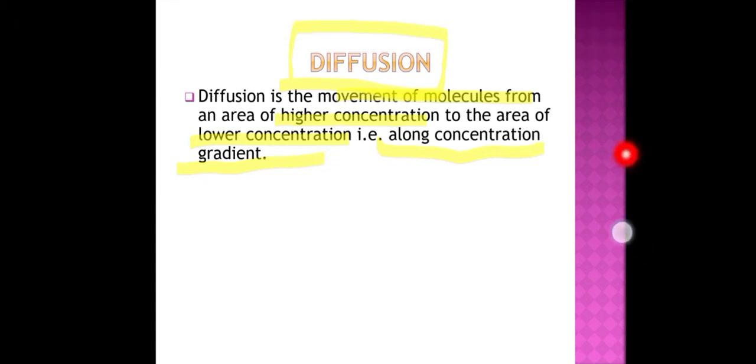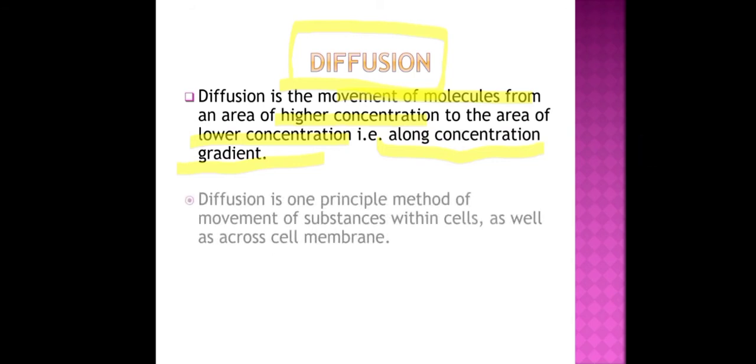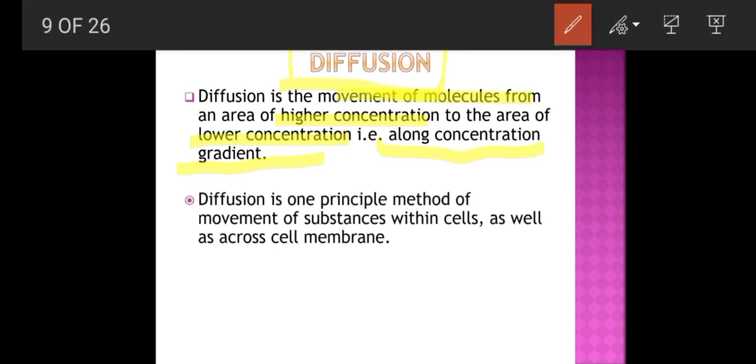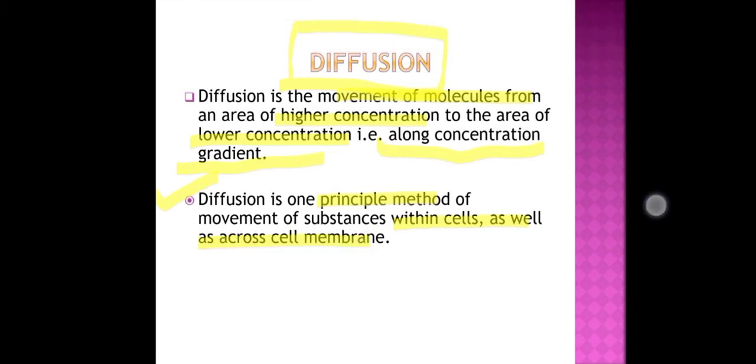As we have discussed earlier, a concentration gradient exists when movement occurs from an area of higher concentration to an area of lower concentration, and the same thing is happening in the case of diffusion. So diffusion occurs along the concentration gradient. Diffusion is called the principal method of movement of substances within the cell as well as across the cell membrane.